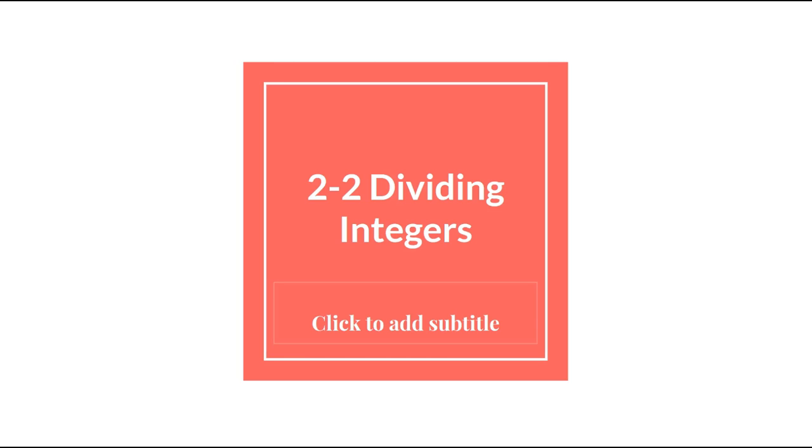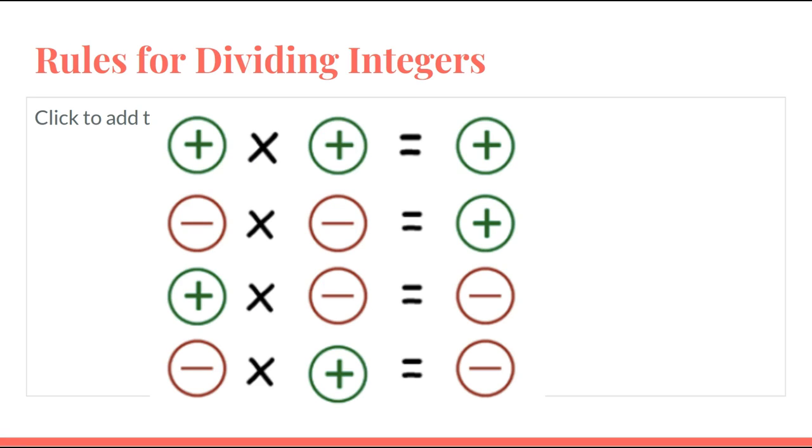Welcome back to lesson 2.2, dividing integers. In our last lesson, we worked on multiplying integers. Dividing integers works a similar way, as long as you remember your rules for dividing integers: when you have a positive and a positive, you get a positive, negative and negative, you get a positive.